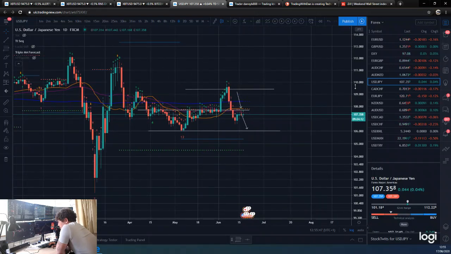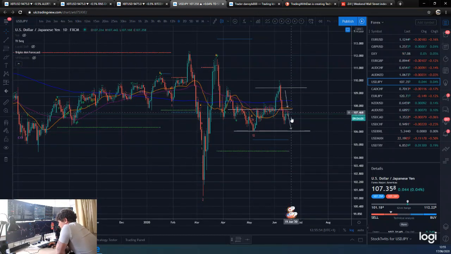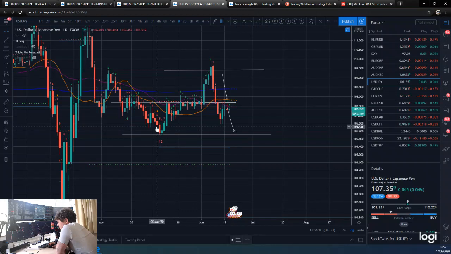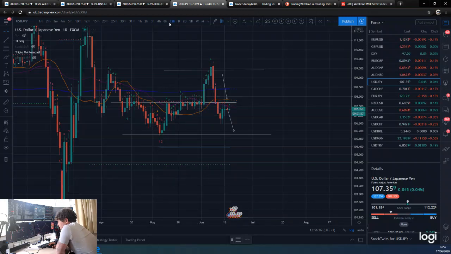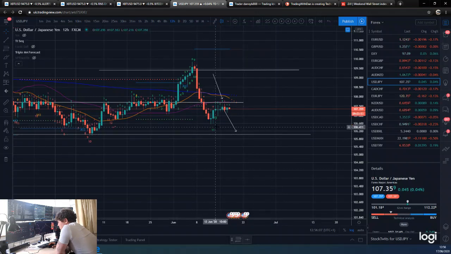US dollar, Japanese yen. I mean, it may possibly be going to get rejected here. Remember, we're under the 200. Get rejected here, and then if we take out that level, I'd expect more downside. TD wise, nothing really on the daily. We had a very nice 9 there, reversed the trend there. 12 hour, nearly got to a 9 on the 12 hour.